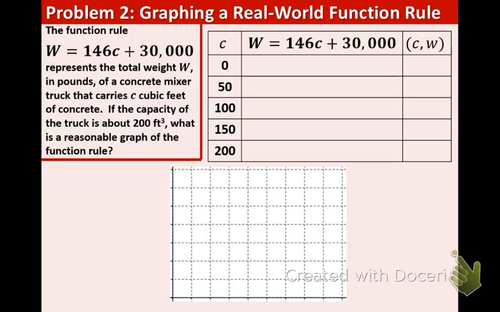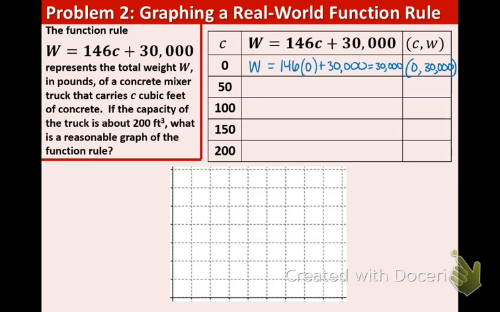So now what we're going to do is input the C value for the C in the equation. So we're going to have 146 times 0 plus 30,000. And obviously we get 30,000. That is the original weight of the truck. So with 0 cubic feet of concrete, we're going to have 30,000 pounds of weight for the truck. That's how much the truck actually weighs.